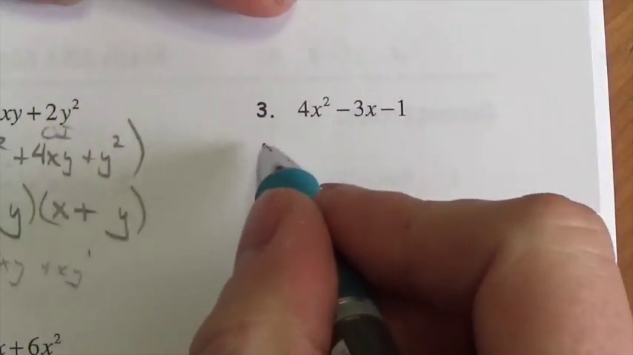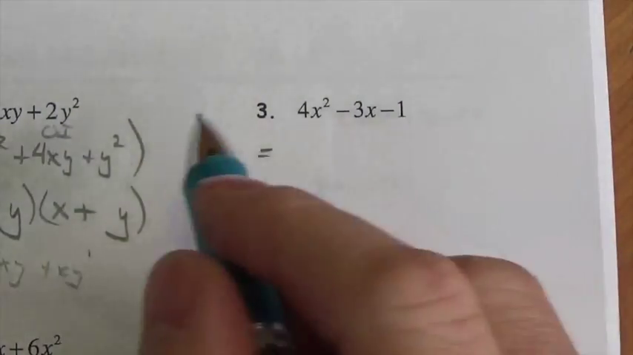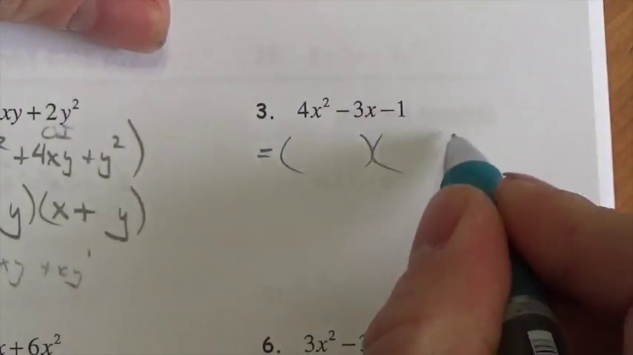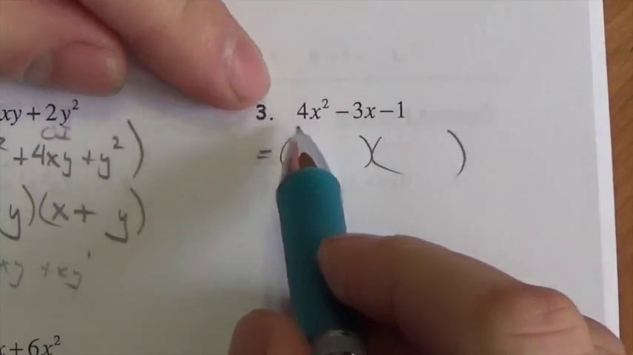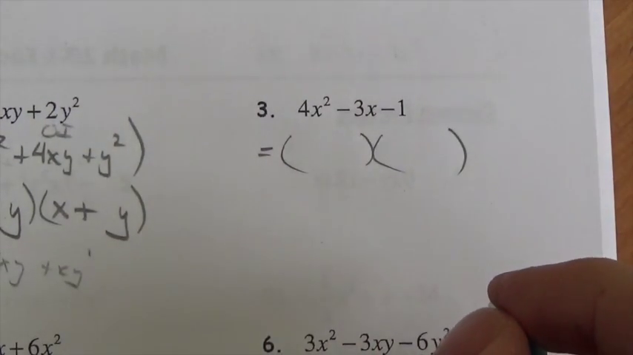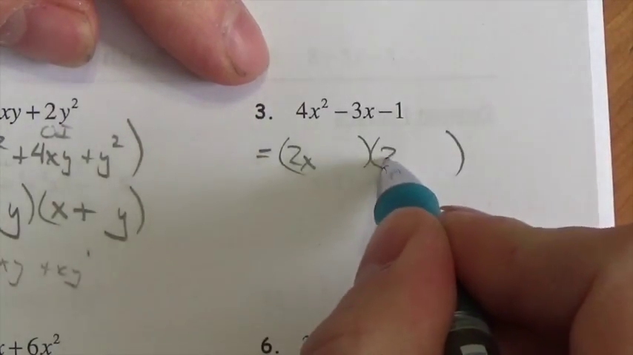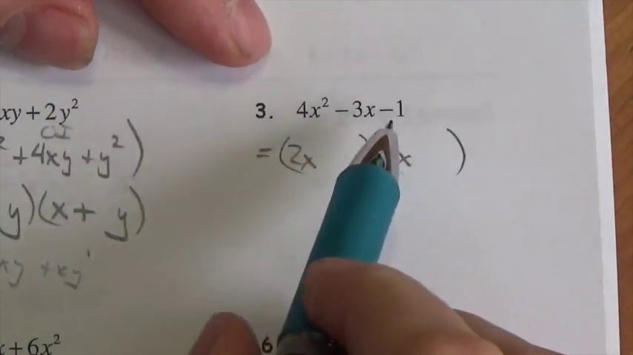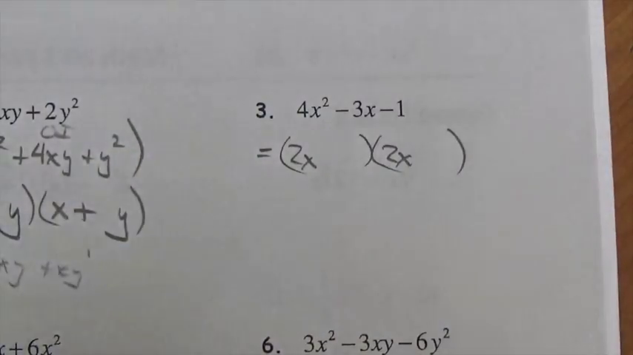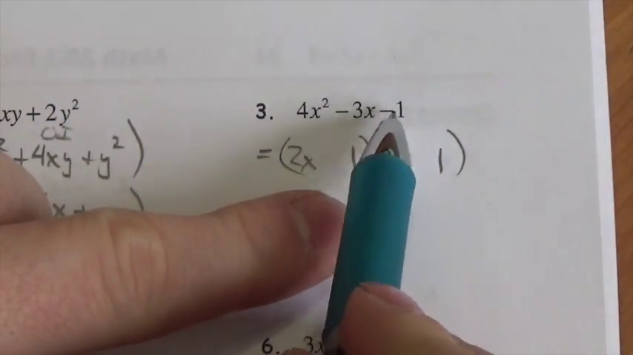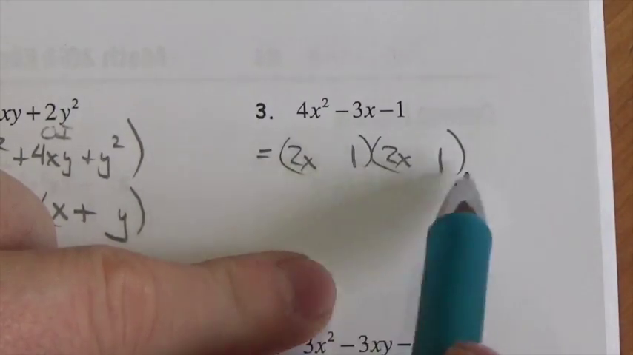Here, I look at those three terms. There's nothing common to all three terms, so I don't have to take anything out. I'm going to assume that we can pull something out here. Now, 4 can be broken down typically into 2 and 2. So 2x and 2x, I'm going to assume that's my answer here. Now, the beautiful thing about 1 is it can only be broken down into 1 and 1. Now, because it's -1, one of these two is positive, one of them is negative here.